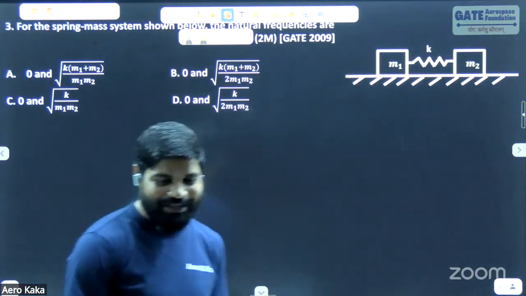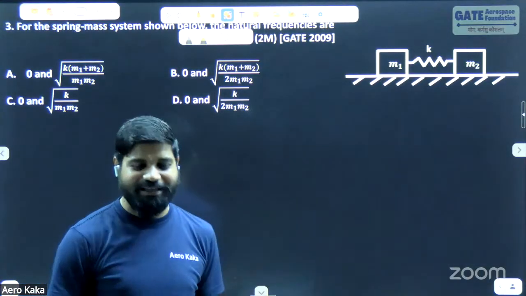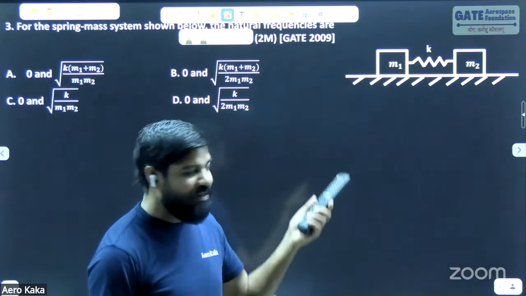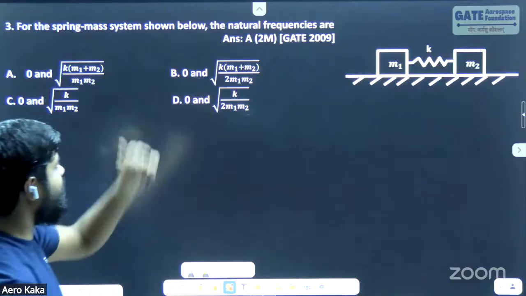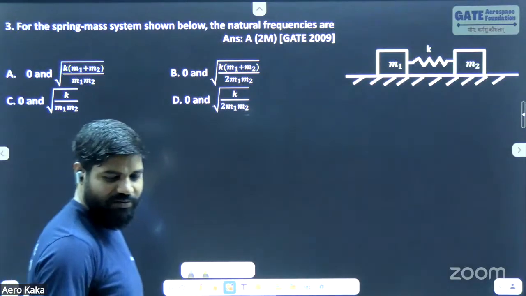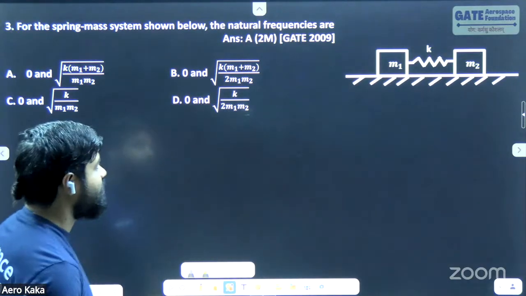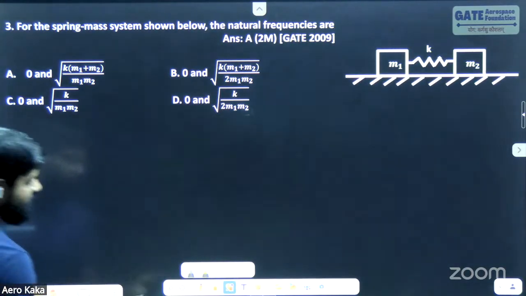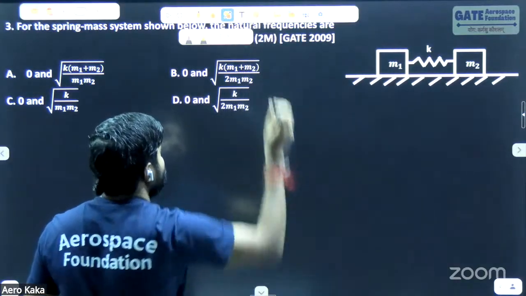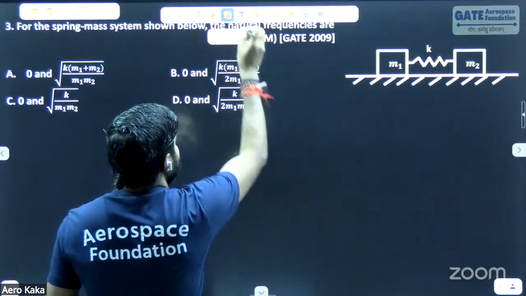Could you solve this one? Hello? Could you solve it? Say yes or no. Again, this is the question which they asked in GATE 2009, again for 2 marks. Is it easy or tough? It's the easiest question, right? Just write the frequency equation. Please write it first.